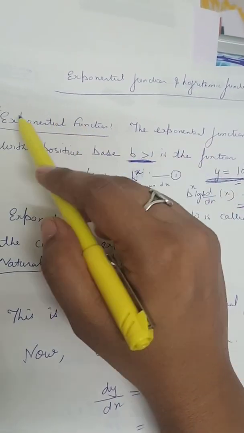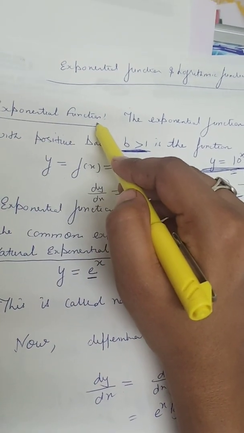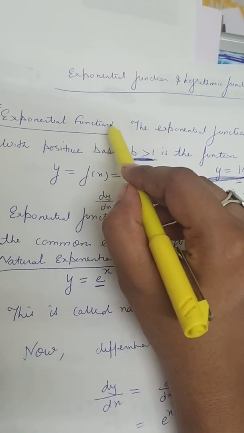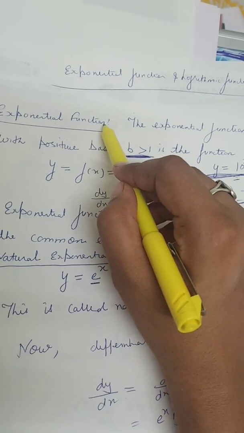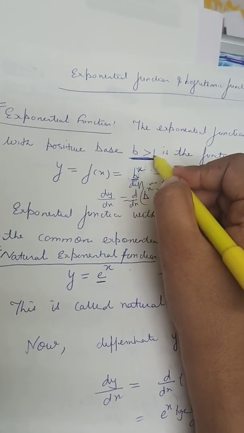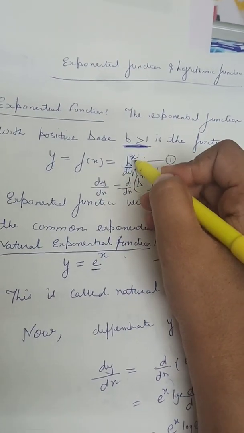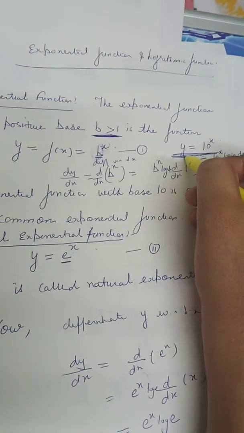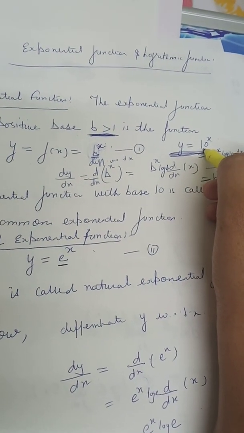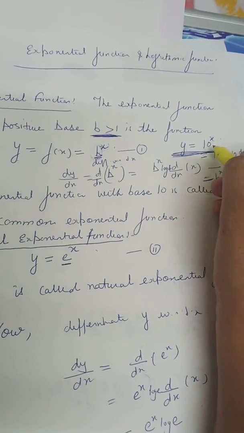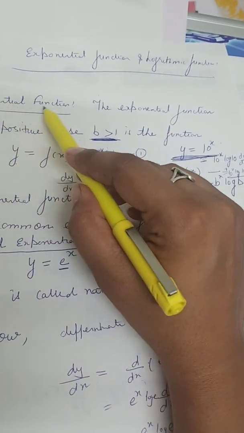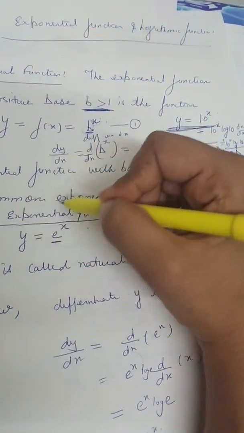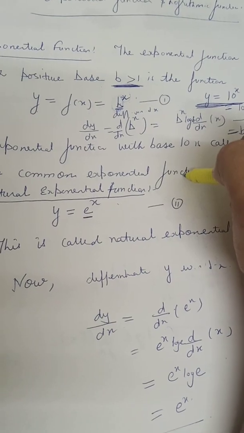So it is called the exponential function. In the exponential function, there is only one condition, that the constant should be greater than 1. If we take b equal to 10, then the exponential function will be called a common exponential function.